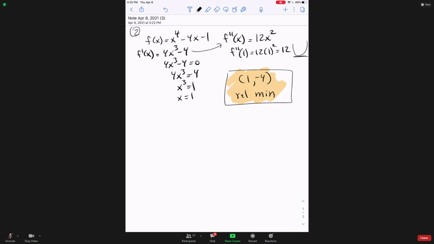Now, let's say I asked you over which intervals is f of x increasing or decreasing? So we have to get the critical values, which we already did. It's x equals 1. And you pick a representative x value from each region, and you plug it into the first derivative, because the first derivative tells you if it's increasing or decreasing.